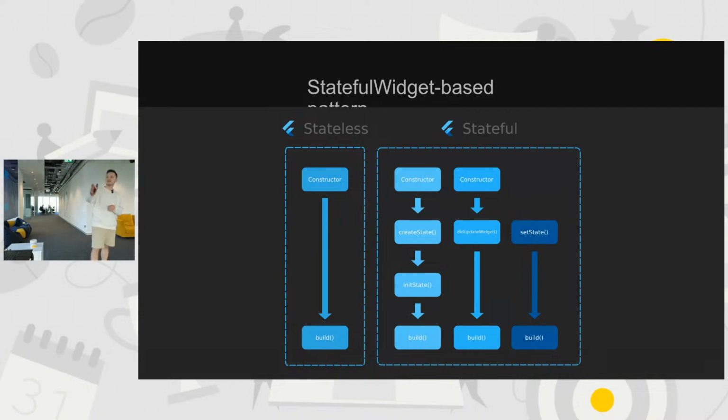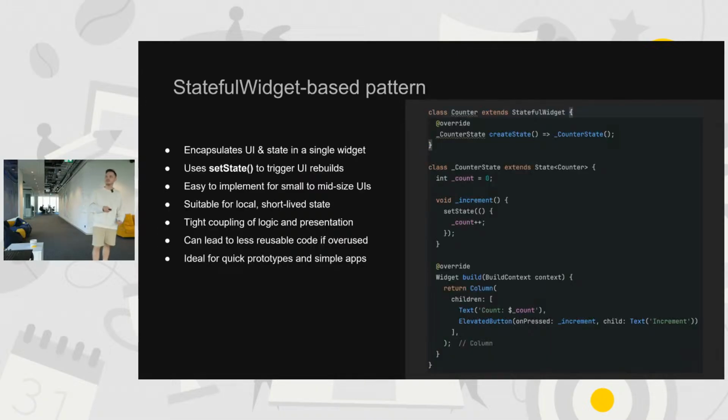So basically, stateless could be used for small components which don't have their own state, while stateful could be used for big component trees which could listen to other states, and when this state is changed, these UI components are also rebuilt. And that makes monitoring simpler. Yes, exactly. All right, stateful widget-based pattern.